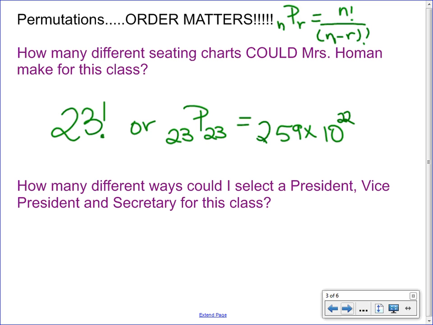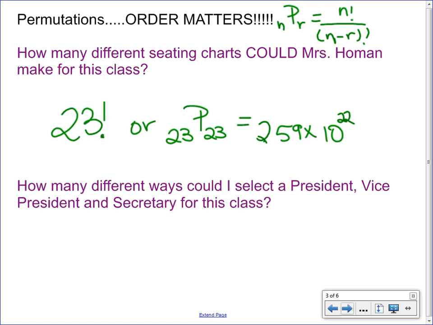Now, how many different ways could I select a president, vice president, and secretary for this class? Is order important here? Yes. If Chase is president and Nick is vice president, that is completely different than Nick being president and Chase being vice president.